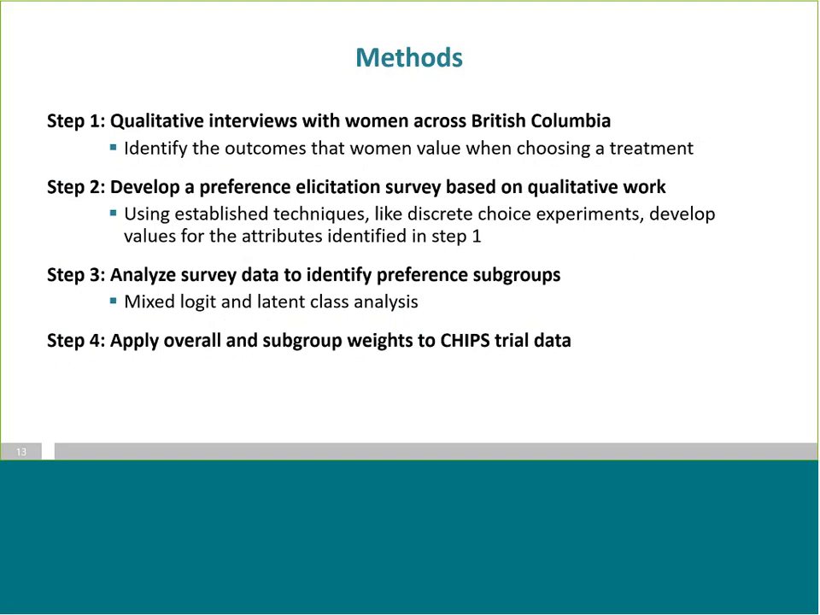If we go to the next slide, I've talked a little about the methods that we're using: the qualitative interviews, the survey work, then some analysis of that survey, and then effectively we're going to be reanalyzing the trial data to see the potential impact. I think what's interesting here, the second methods aspect to this work, is how do we apply average weights or individual weights?